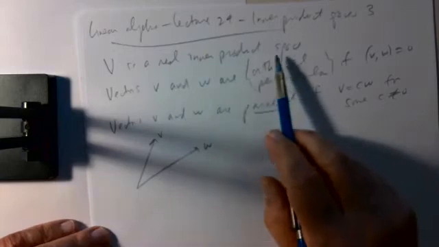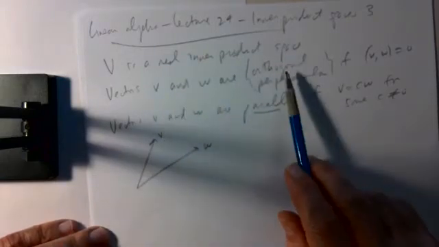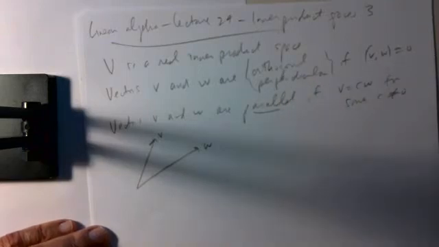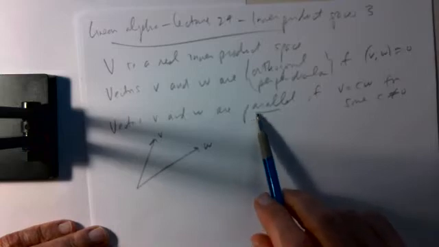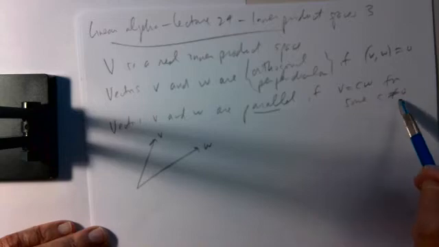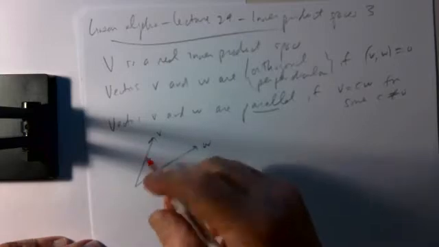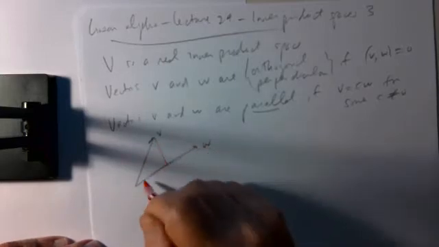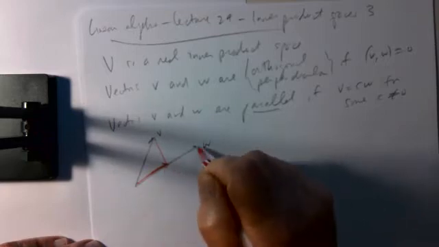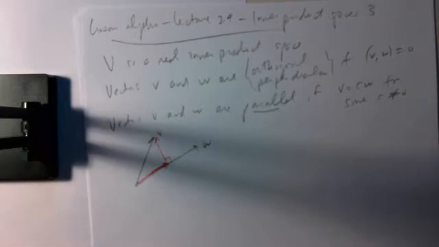So we have a real inner product space V, and we say vectors V and W are orthogonal or perpendicular if their inner product is 0. And we say vectors are parallel if one is a scalar multiple of the other for some scalar which is different from 0. And if you have any vector V, we'd like to decompose it into a piece that is parallel to W and a piece that's perpendicular to W.